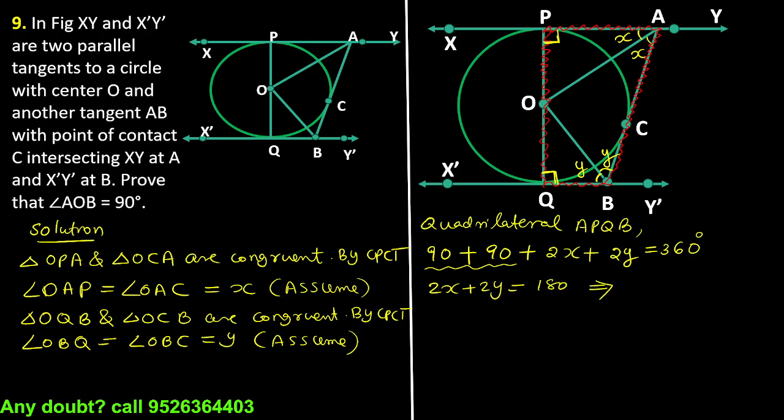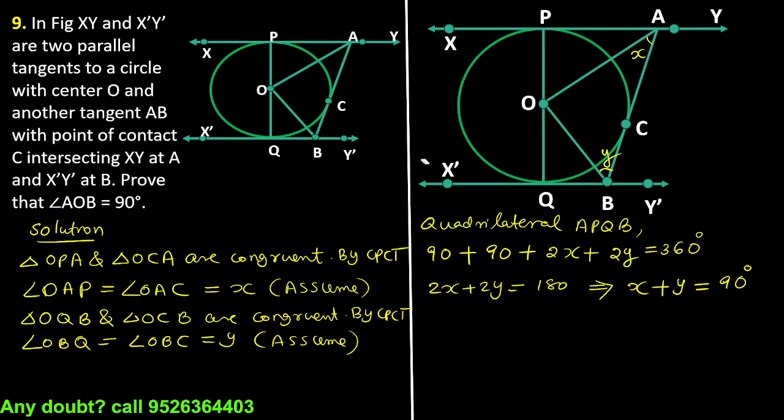Understood? So in the next step, what we can do? Divide left side and right side by 2. 2x by 2 will be x. 2y by 2 will be y. 180 by 2 will be 90. Finally, I got x plus y equals 90 degrees. Let me delete this part. So finally, I got x plus y equals 90.